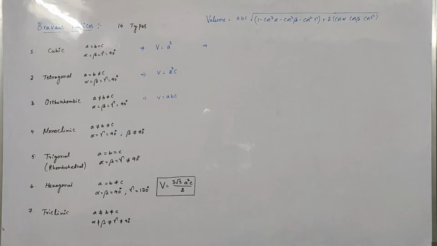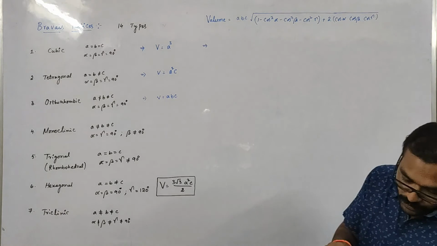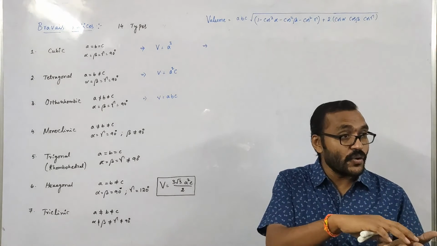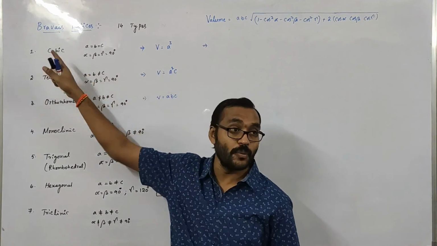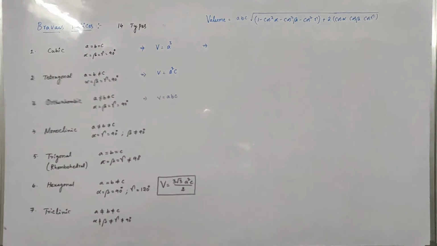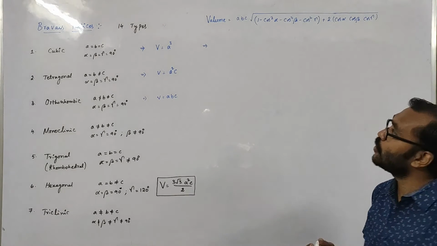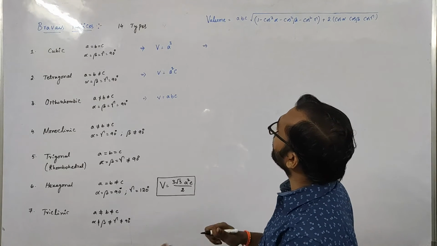Primitive, non-primitive means body centered cubic, face centered cubic, end centered cubic. How many types of unit cells among these four can I use to form this cubic? Except end centered, we can use anything. So, what are the unit cells possible here?